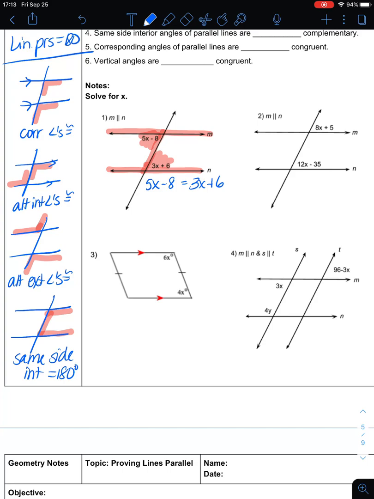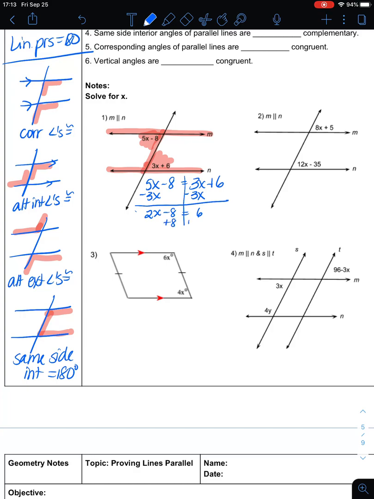What I want to find is, what is the value of x that makes those two angles equal to each other? That's what we're looking for. So we'll do the algebra. I would subtract 3x from both sides. I always move my small x first. Then I have 2x minus 8 equals 6.